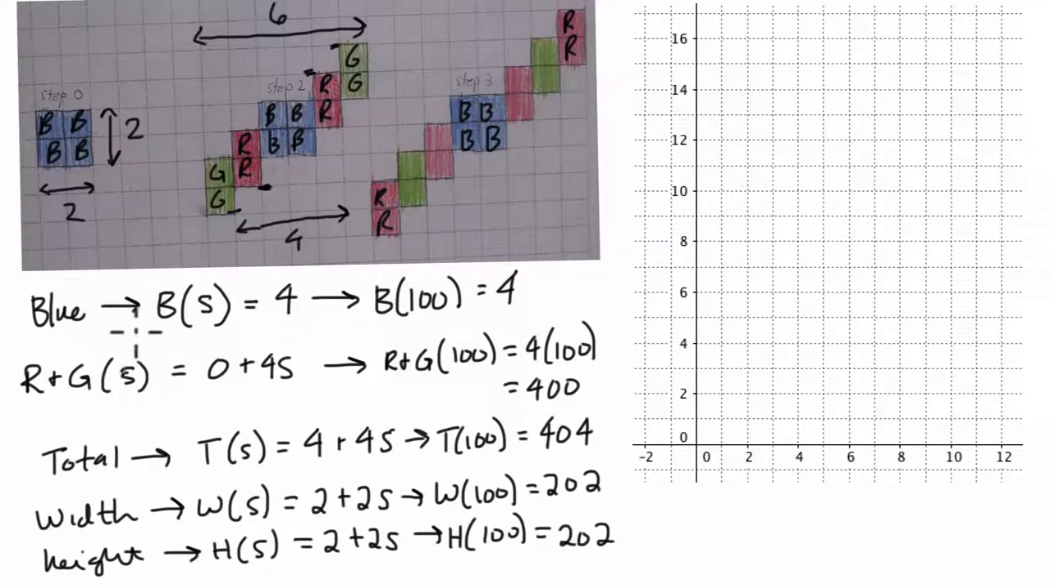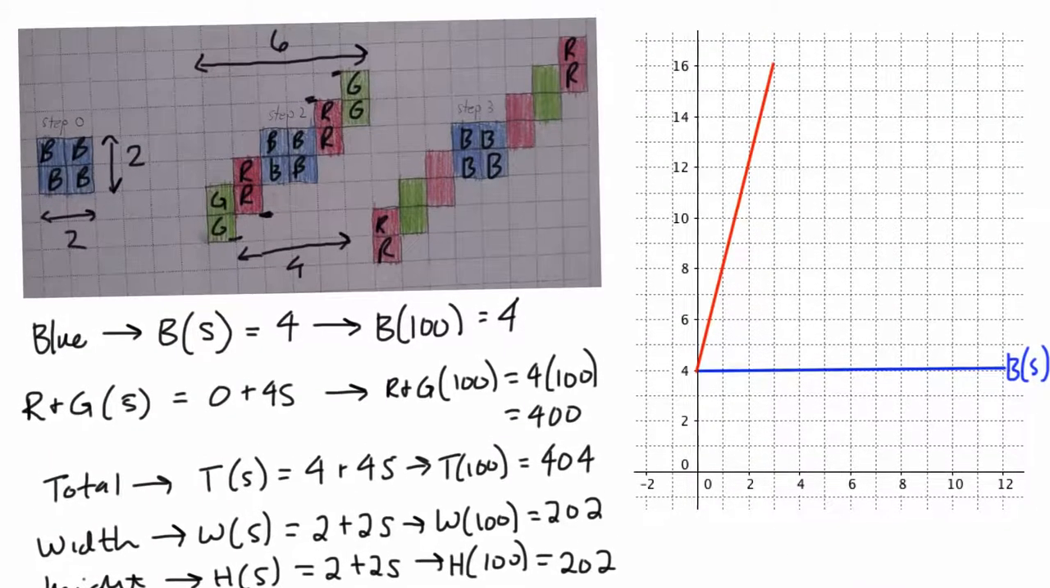Now, in the graph, the blue always equals 4 no matter what. So here, let's just say we have a line at 4 for blue. And you could write B as a function of steps. Red and green, let's use just red for that. That starts up at 4, and then it goes up 4 for every second. So at 1 second, I should go from 4 to 8, then to 12, then to 16. With each second that passes, I go up 4.